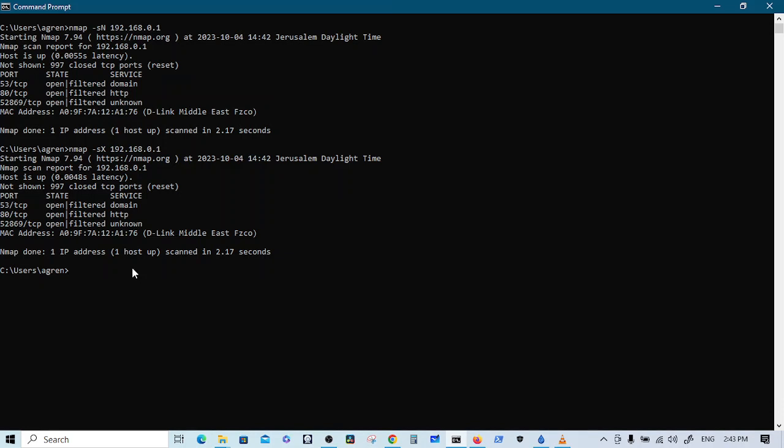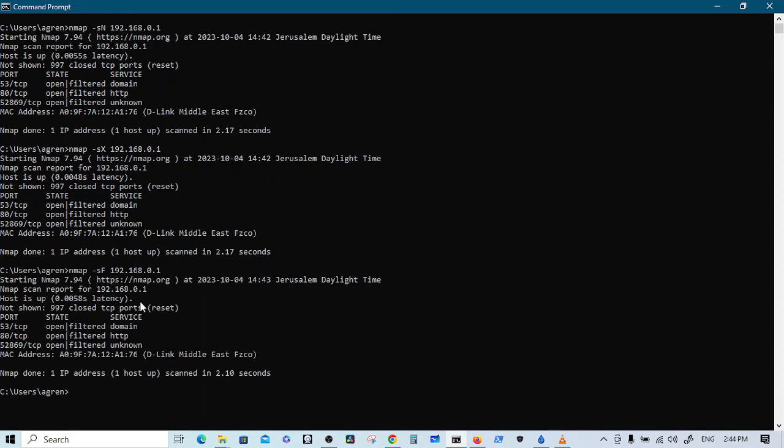All right. Anyway, so let's go to nmap -sF and then 192.168.0.1, and the fin scan will send a packet with the fin bit set. So it will just basically try to send a finishing packet.